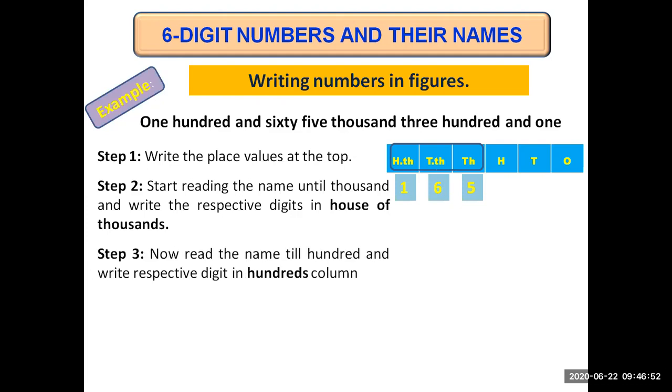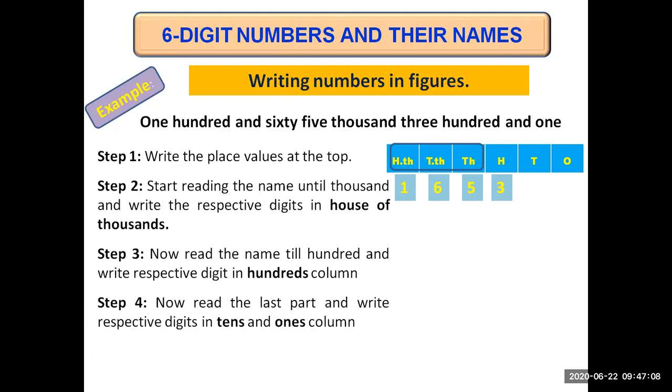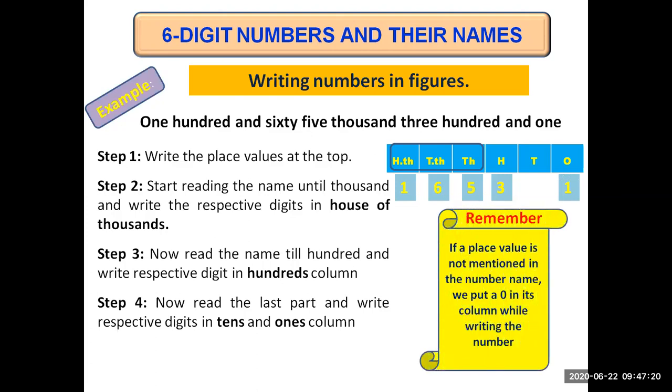Now read the name till 100 and write the respective digit in the hundreds column. After 165,000 we have 300. 300 means in the hundreds column we'll write 3. Then and 1. Now read the last part. What is the last part? And 1. Write the respective digits in the tens and ones columns. Will anything come in the tens column? No. And 1 is there. 1 means 1 ones.